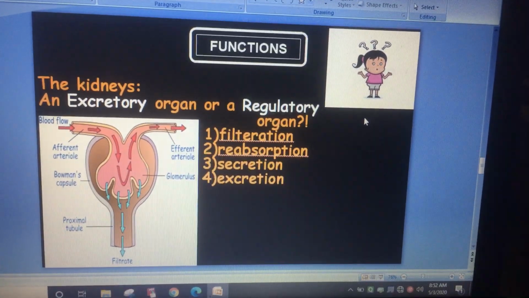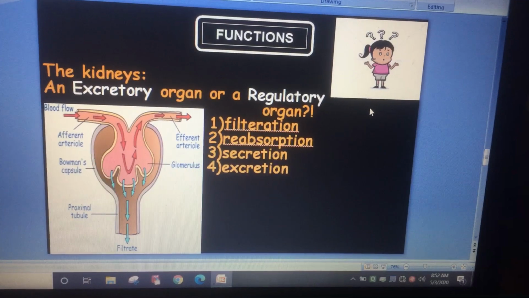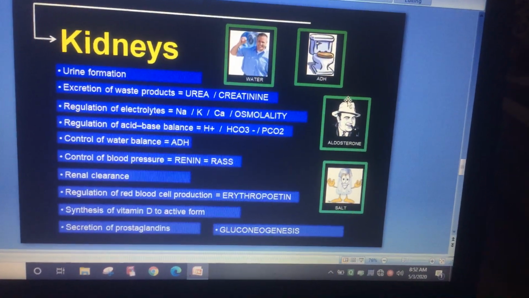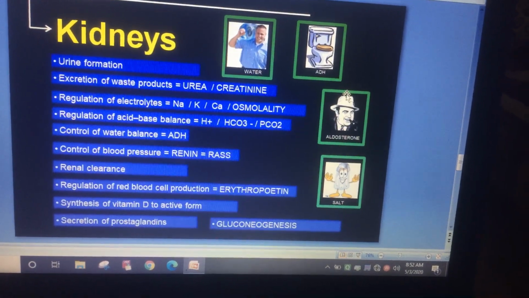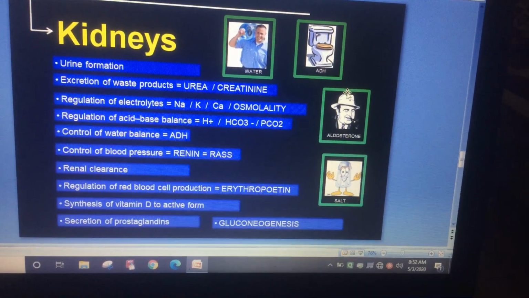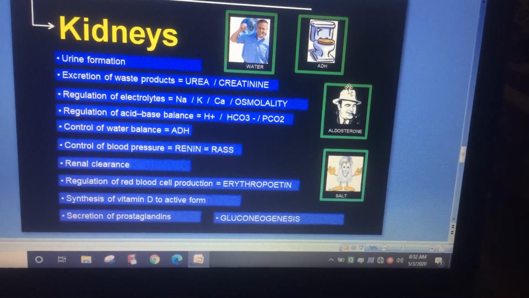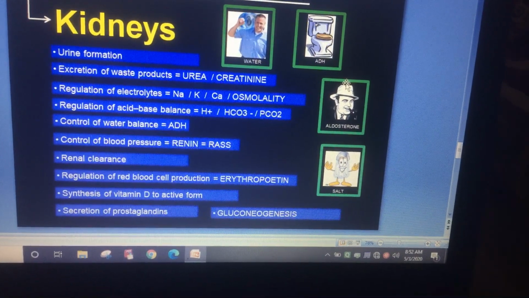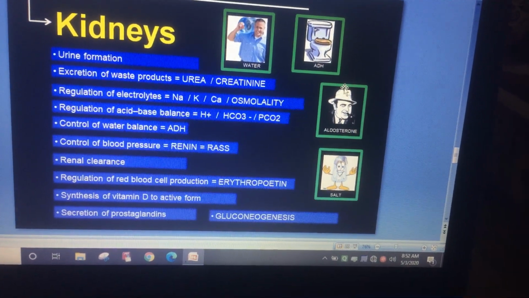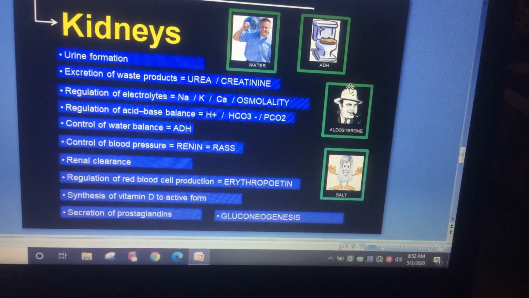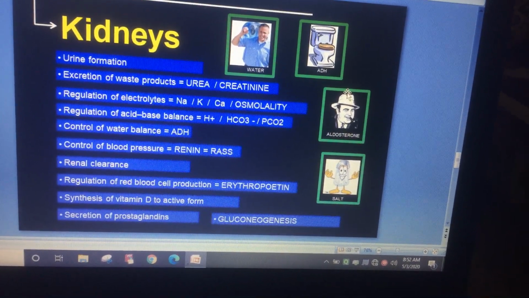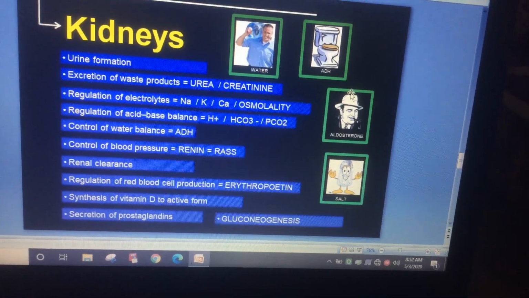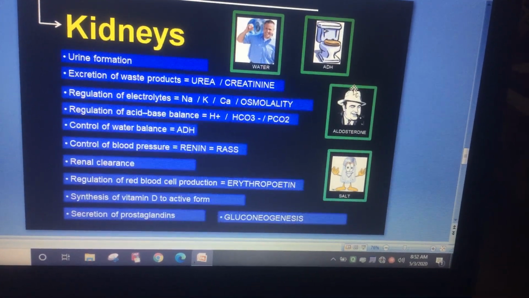So we conclude that there are four main functions: filtration, reabsorption, secretion, and excretion. Now if we put these functions together, we call it urine formation, which is because of filtration, reabsorption, secretion, and excretion. The kidney also excretes waste products like urea and creatinine. It regulates sodium, potassium, calcium, and osmolality. It also takes part in acid-base balance by means of H ions and bicarbonate. It controls water balance with the help of ADH.